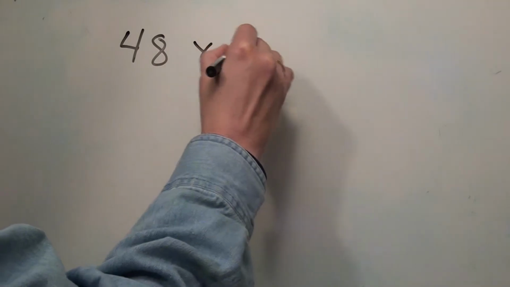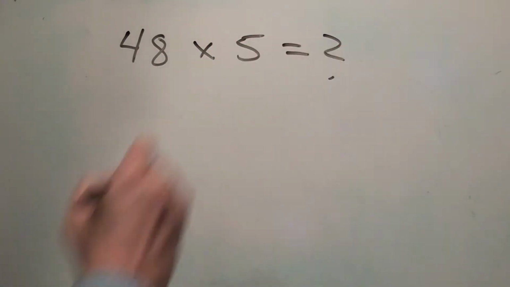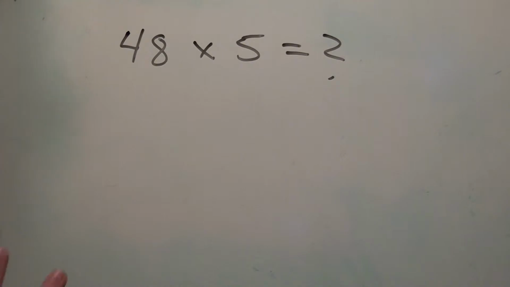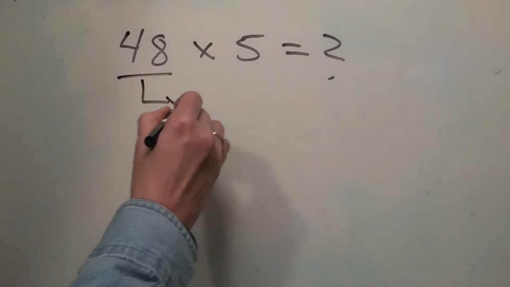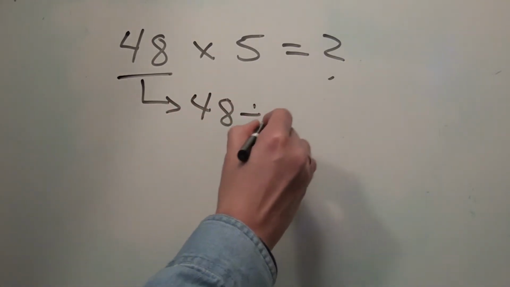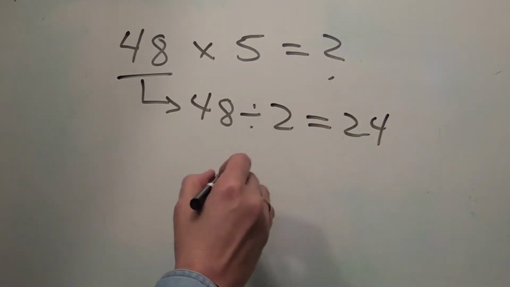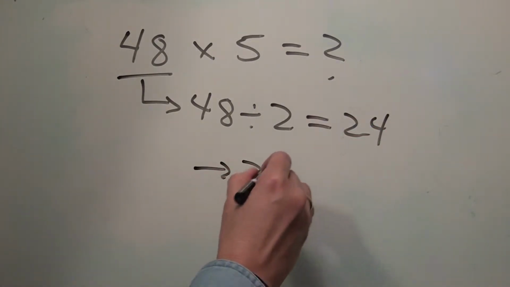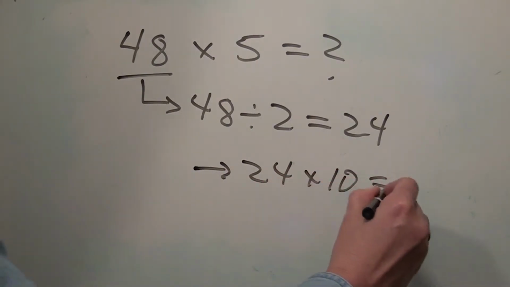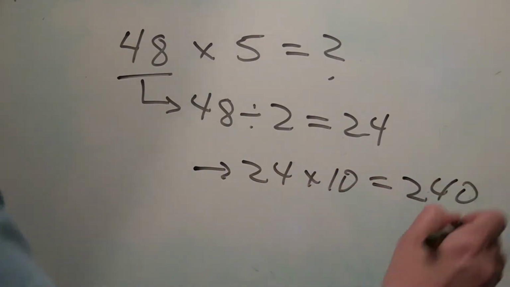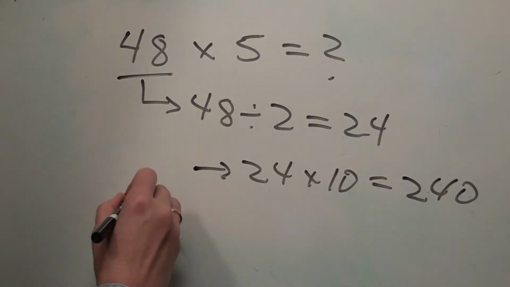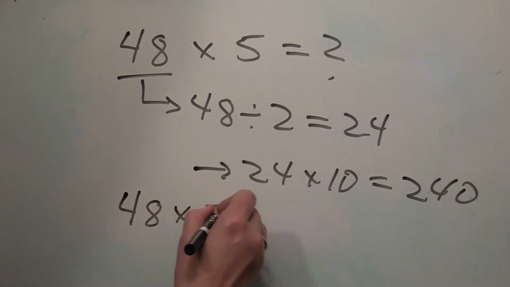Okay, let's take a look at one that is a little more challenging. 48 times 5. What does that equal? Now this one, most people can't do so readily in their heads, they'd have to break out pen and paper. But let's use our trick. I'm going to take 48 and divide that by 2. 48 divided by 2 equals 24. And now I'm going to take 24, multiply that by 10, and that gives me 240.